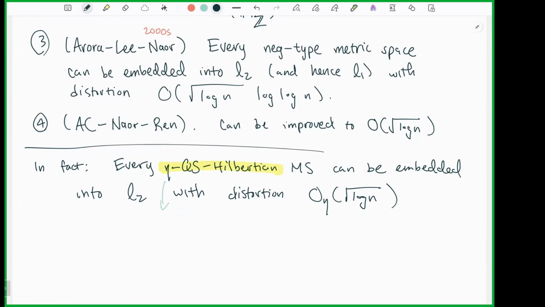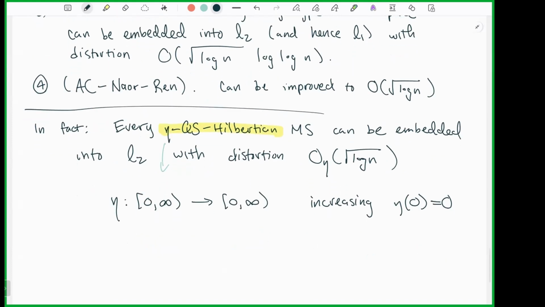This means that for the space X, there exists a map phi. First, eta is the modulus, which is usually an increasing function on the positive numbers. Usually we assume eta of 0 is 0, although we don't actually need that in our proof; I think we just need that it's less than 1. Given this modulus, an eta quasi-symmetrically Hilbertian metric space just means that it embeds into L2 with a quasi-symmetric map with this modulus.